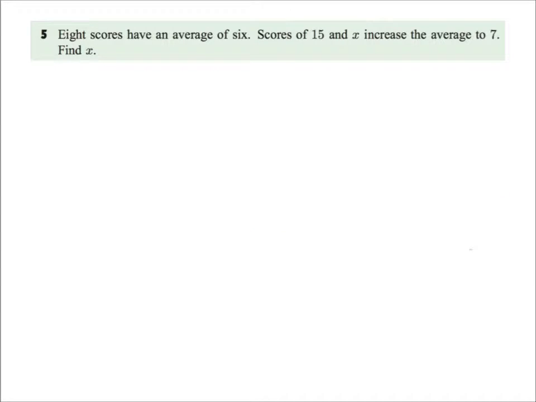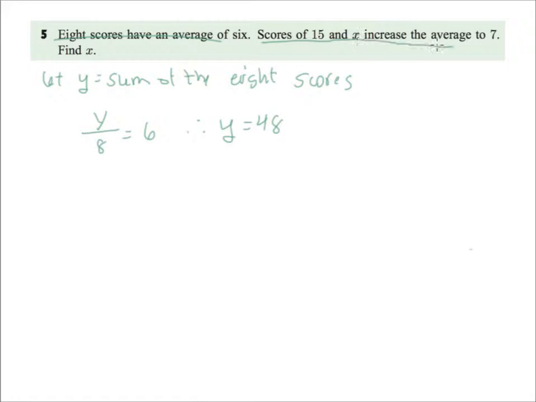5. 8 scores have an average of 6. We're going to let y equal the sum of the 8 scores. So y divided by 8 will equal 6. So that lets us say that y equals 48. So the first 8 scores had a sum of 48.